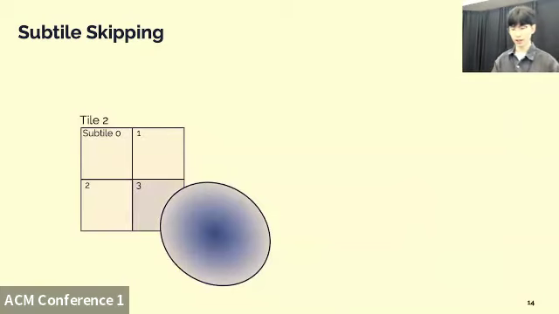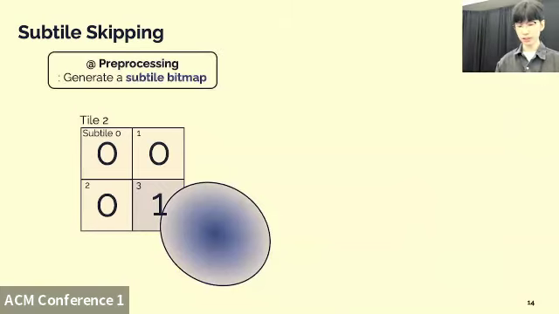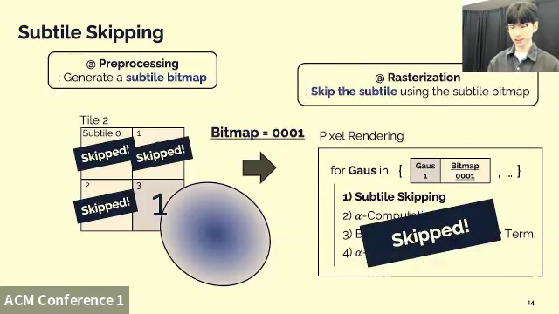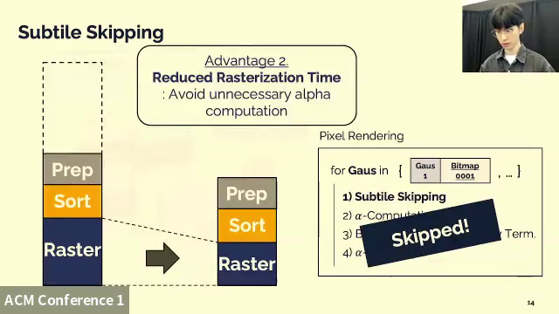So our key idea is to divide each tile into smaller sections, which we call subtiles. Then in the pre-processing time, we generate a subtile bitmap that indicates whether the splat intersects the subtiles. By using this information in the rasterization stage, we can skip the subtiles when the corresponding bit is 0. As a result, we can effectively reduce the rasterization time by avoiding unnecessary alpha computation.